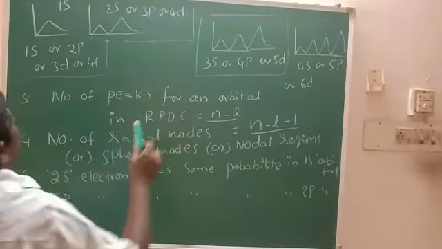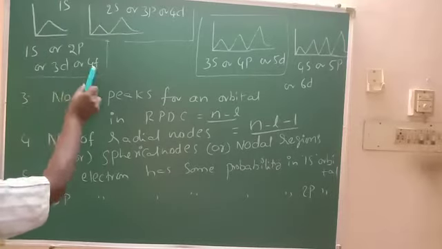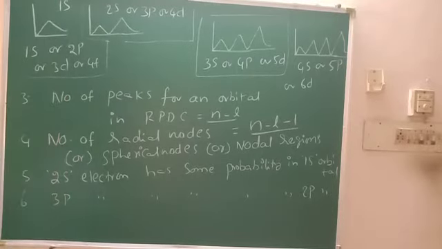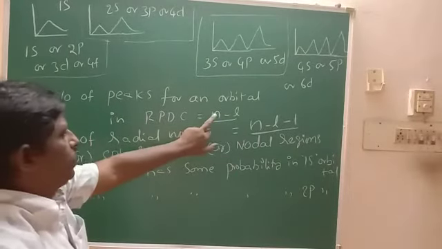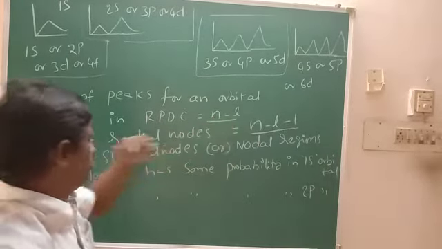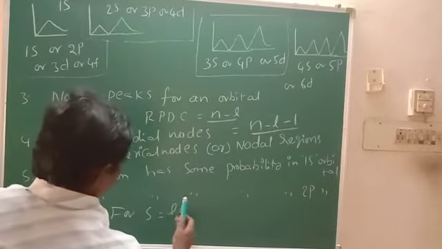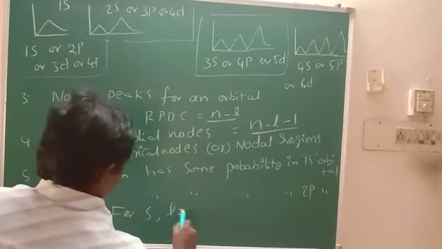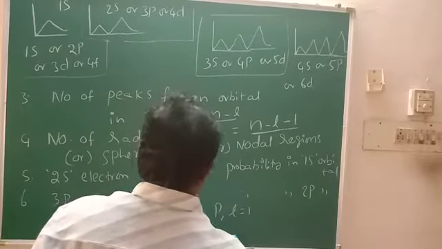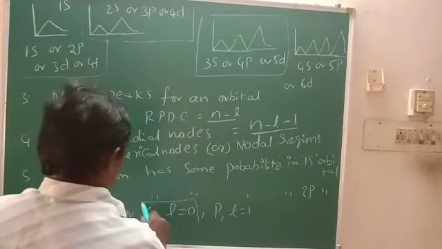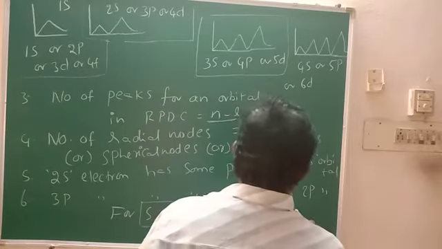In these graphs, what we understood: how many peaks are there for 1s, 2p, 3d or 4f orbitals? 1. So I am writing here n minus l. You take 1s, 1 minus 0, l is equal to 0. For s, l is equal to 0. For p, l is equal to 1. Am I correct or not? For s, l is equal to 0, for p, l is equal to 1, for d, l is equal to 2.